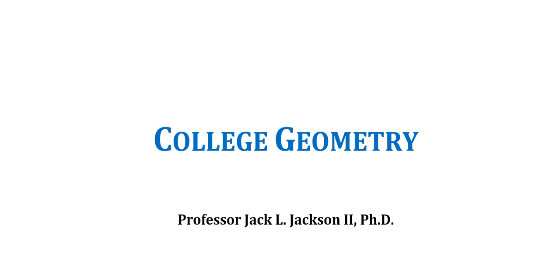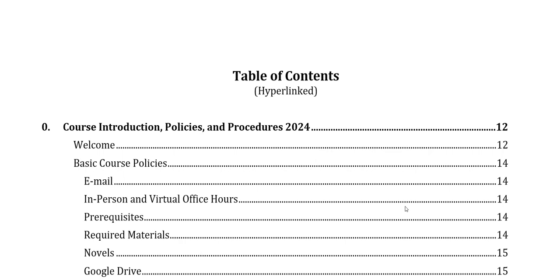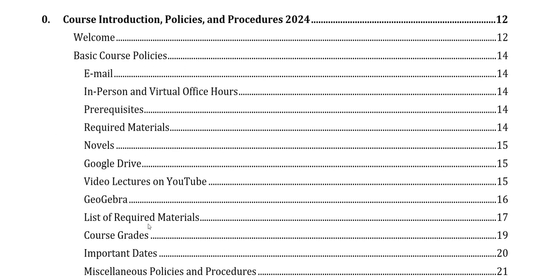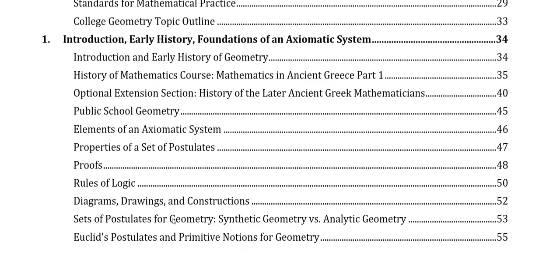In this video, we're going to talk a little bit about some of the required materials we're going to need for college geometry. But before I do that, I want to take a quick look at my newest version of the textbook or notes for the class that I've written. There's a table of contents that is hyperlinked. It has my course policies and procedures at the beginning. We're going to come back to the required materials here in just a minute.